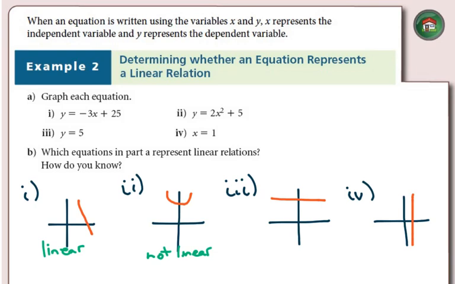Number 3, we have a horizontal line, but nonetheless it is straight. This is a linear relation. And 4 as well is linear.